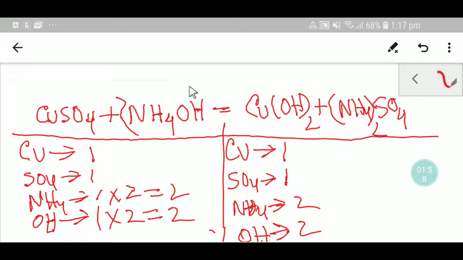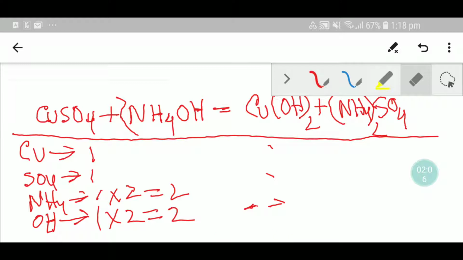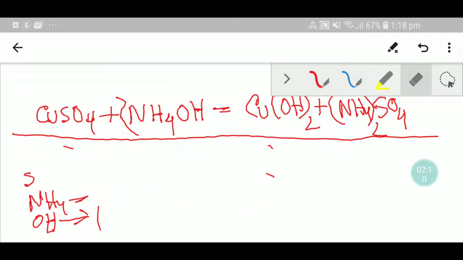Okay, let me show you the second way to balance this equation. I think this second way will be very helpful in your exam hall to balance this equation very quickly, right? Okay, so how will I do that? Okay, let me show you, right?